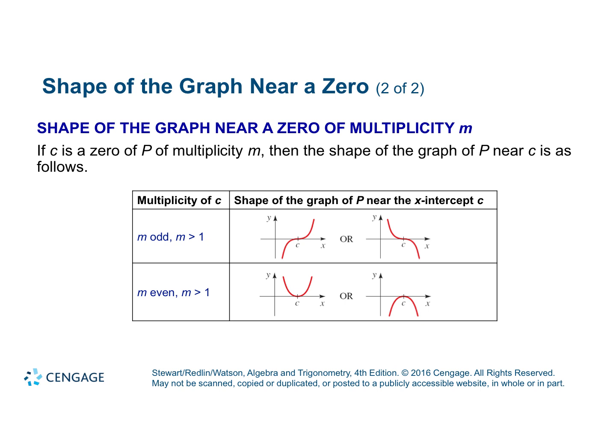The shapes of the graph near the 0. So the shape of the graph near the 0, the multiplicity of m. If c is a 0 of p of multiplicity m, then the shape of the graph of p near c is as follows. What does it mean by multiplicity? I'm going to do an example in the next slide so I can explain it to you guys.